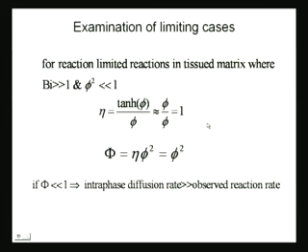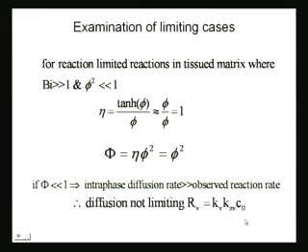Now, eta equals 1 means that the observed reaction is equal to the intrinsic reaction. Now, phi square much lesser than 1 means interphase diffusion is much faster than the intrinsic reaction. It is also much faster than the observed reaction, fine. So, this is one of the limiting cases we did. We are done with this. So, we will go to the next case.